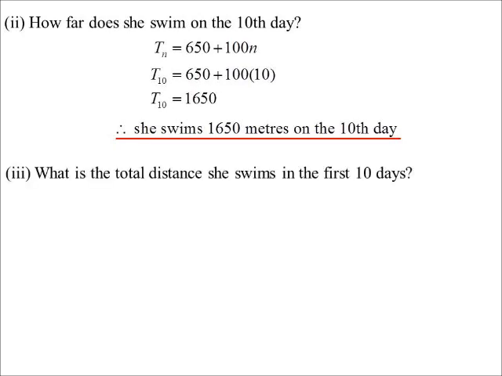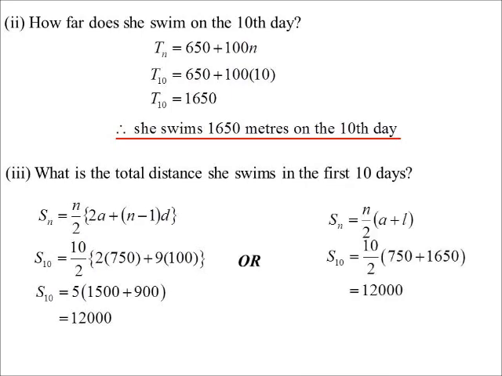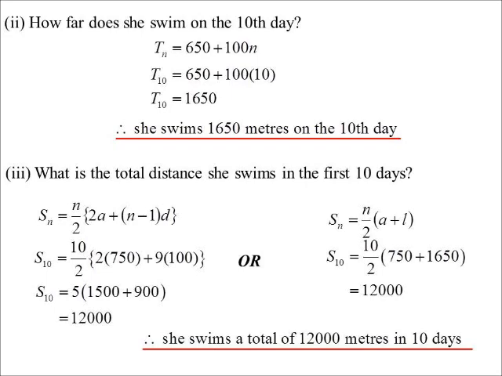So in those 10 days, how far has she swum altogether? That would be a sum to 10. So using our sum formula, subbing in our info, what have we got? 12,000 metres, or 12 kilometres we could say. I did it the other way as well, because we do know our last term. Sure enough, we get the same answer, whichever formula we use. So 12,000 metres.